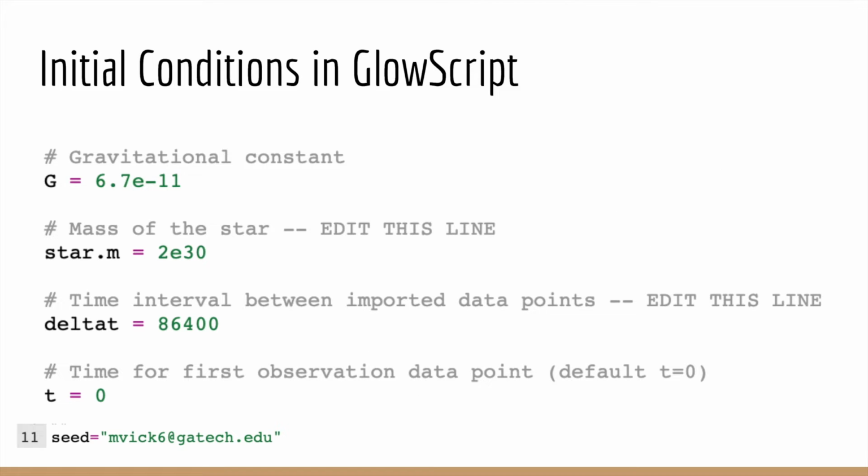Here are my initial conditions in GlowScript. G is the gravitational constant, this is the mass of the star, and then the time is how many seconds are in a day, so that's delta T. And here's the email address that I used.